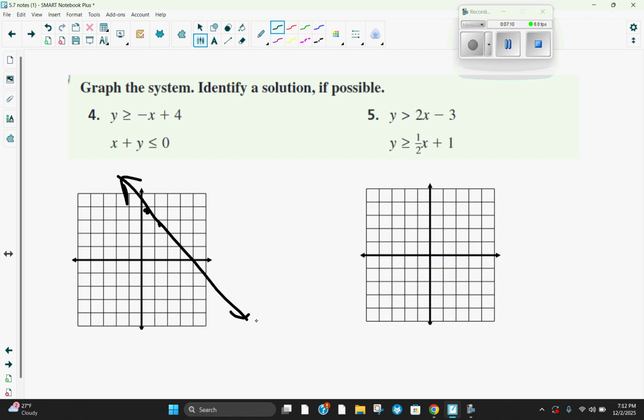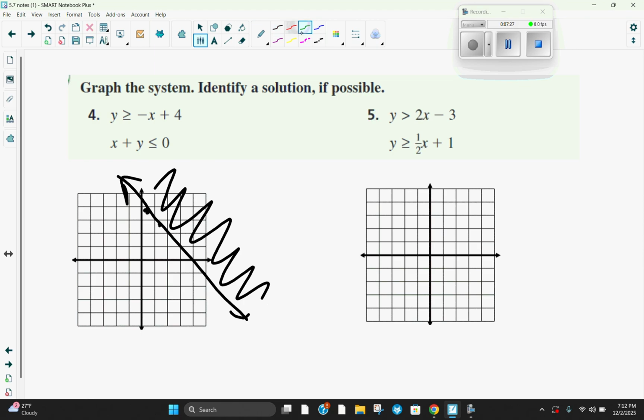What I didn't do in those first two is show you that, hey, when is it a solid or dotted line? So this first one, it's definitely solid because it's greater than or equal. And so it's going to be above this line. Okay, that's where the black lies, where the solution lies for that one.